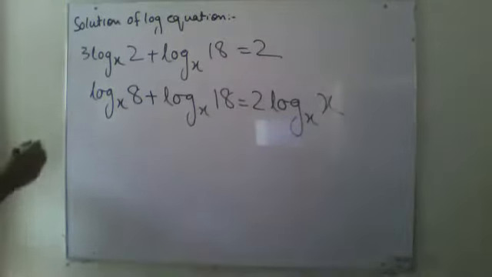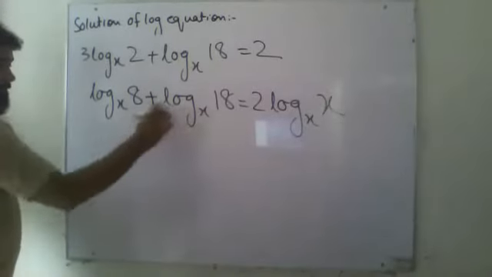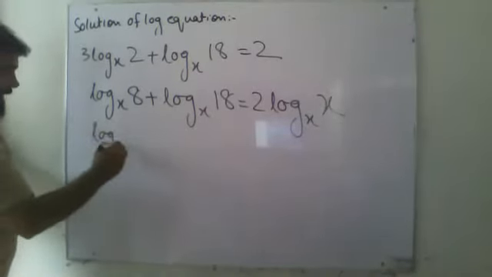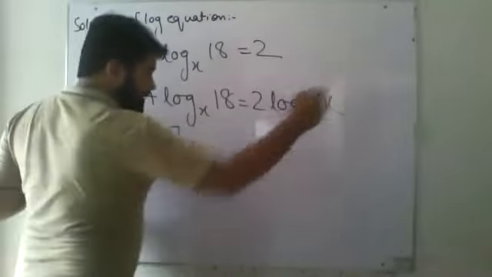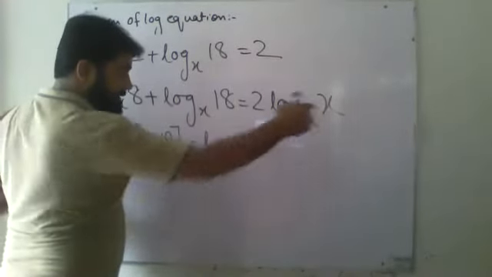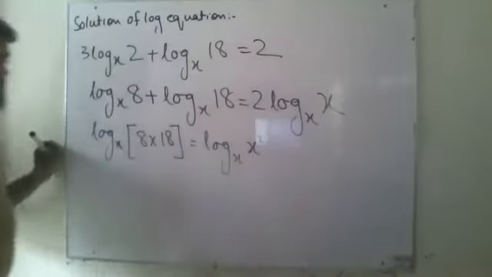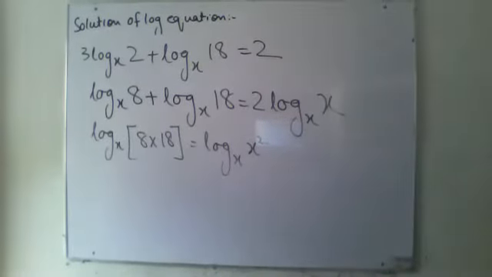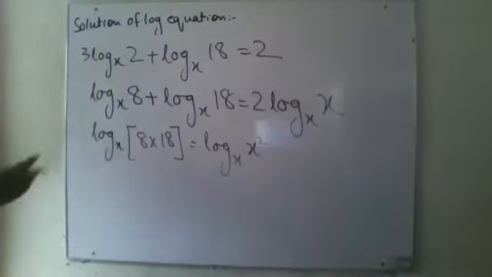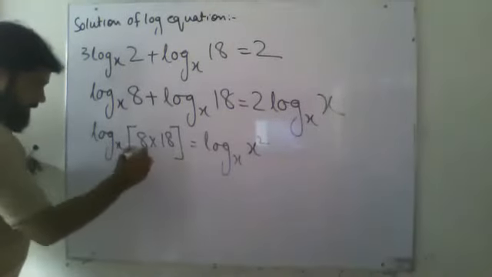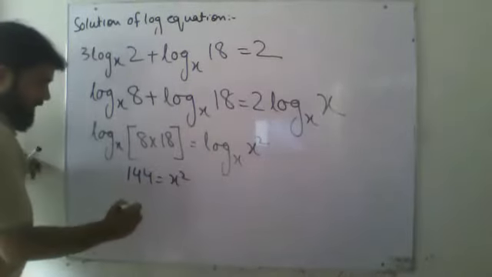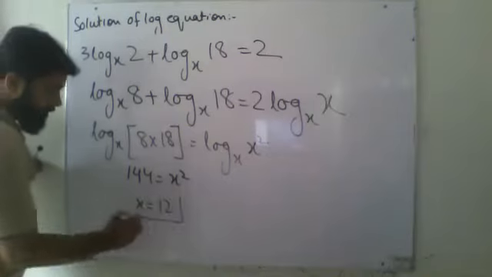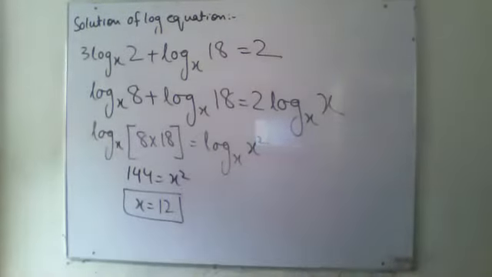This I have got. After this, these two are written in plus form. Log x 8 into 18 equals to 2 will be shifted. Log x, this will become x square. Okay, single log on both sides, single terms are there on both sides. So I am going to remove these, and 8 into 18 will become 144 equals to x square, and I will take the root, x will be coming 12.